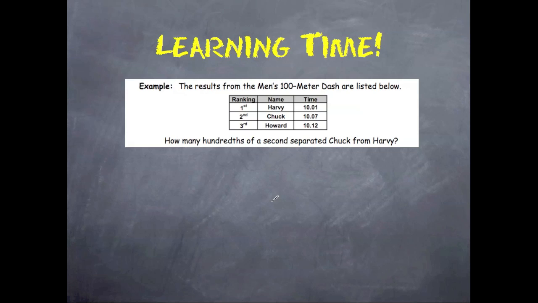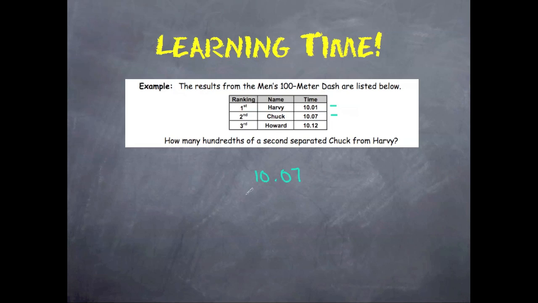So let's do an example. The results from the men's 100-meter dash are listed below, with people ranking first, second, and third. How many hundredths of a second separated Chuck from Harvey? We use the numbers for Chuck and Harvey, and look for the largest, which is Chuck's, because he came in second.